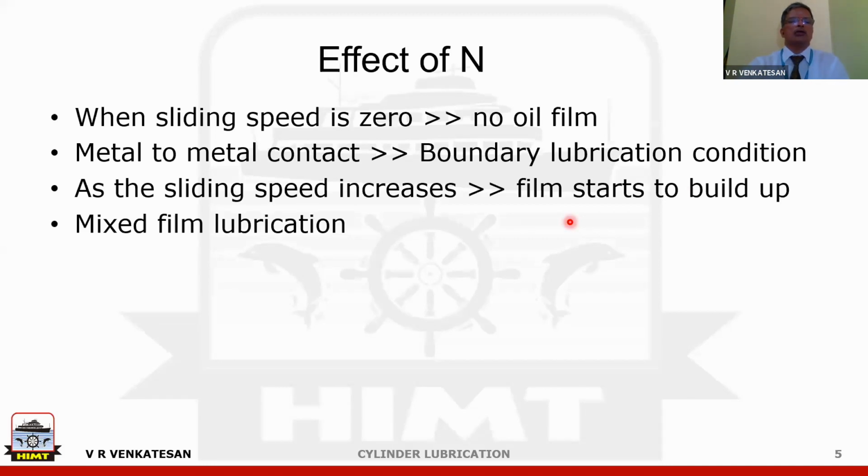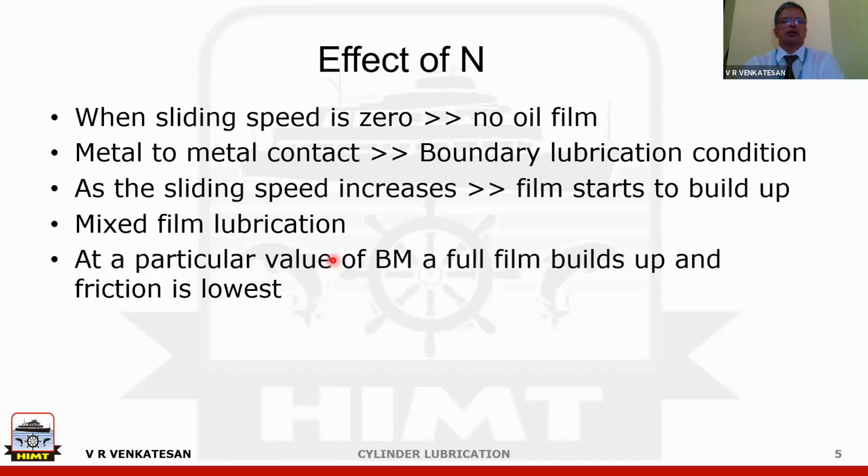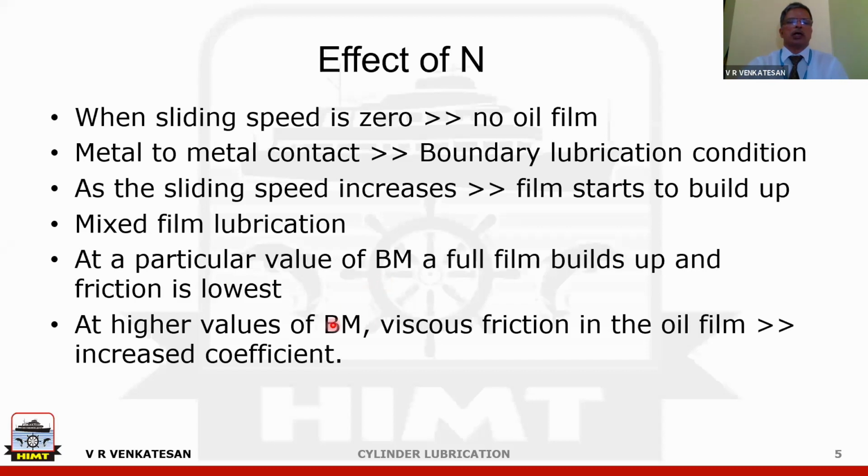Then we are entering into this zone called mixed film lubrication. So during the mixed film lubrication phase, oil film is building up. The film becomes thicker and thicker. And at a particular value of this bearing modulus, a full film will build up and friction becomes lowest. At higher values of BM, viscous friction in the oil film will start increasing.